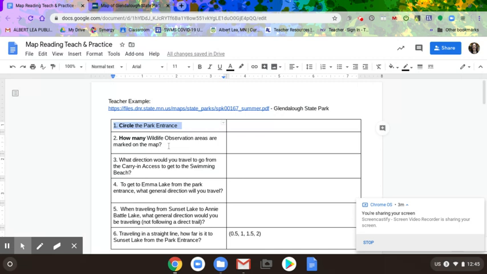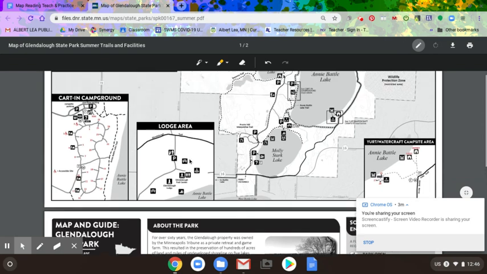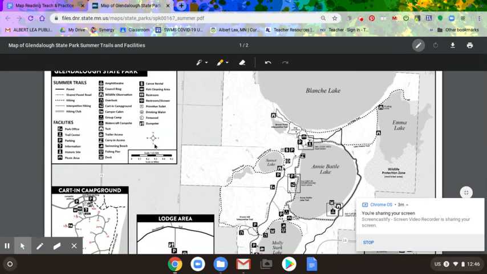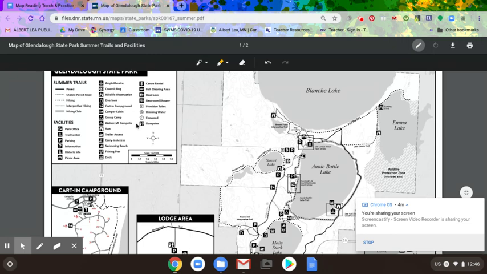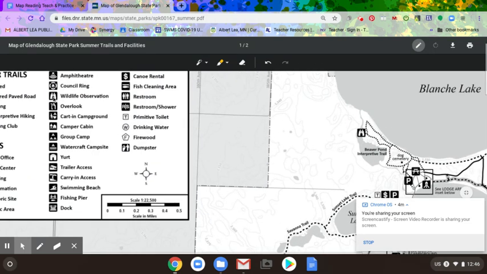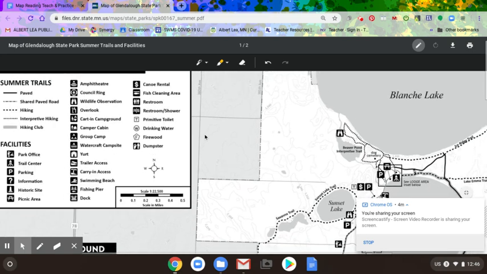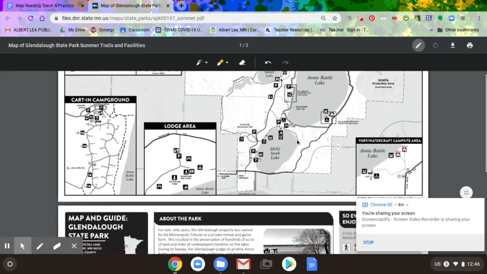Moving on, the next questions, you're going to see something where we have to count something up. This time I want to know how many wildlife observation areas are marked on the map. So I have to look at my legend up here and find out what designates wildlife observation. Okay, so we're looking for binoculars. We're counting up all the binocular sites that we see in the park. Strategically, number one, I'm going to ignore all these little extra things on the outside here. They don't count. I just want to look in the park.